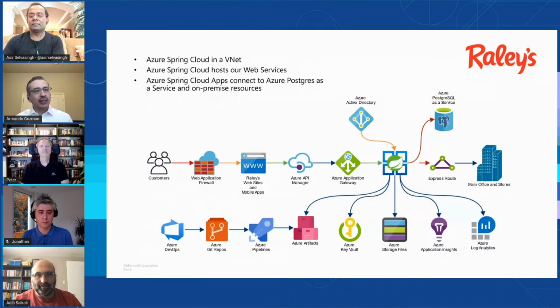Our architecture is a mix of cloud and distributed applications at each of our over 130 stores. Our digital presence in Azure starts with Azure API Manager, which connects to Azure Application Gateway to access web services in our VNet running on Azure Spring Cloud. Applications in Azure Spring Cloud connect to our Postgres database and our on-premise systems at each of our stores.